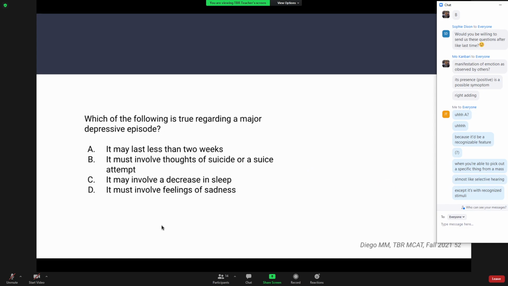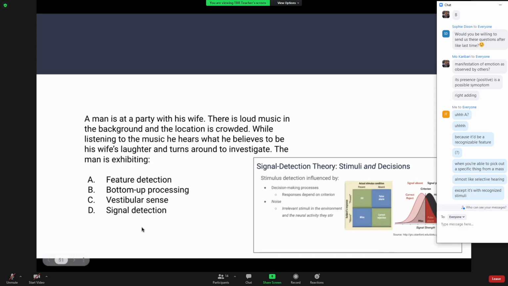Next question. Oh, wait. Lab says, yeah, go with gut feeling. Yeah, gut feeling is usually good.